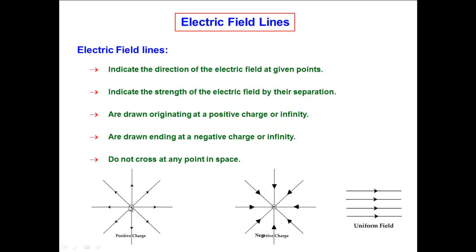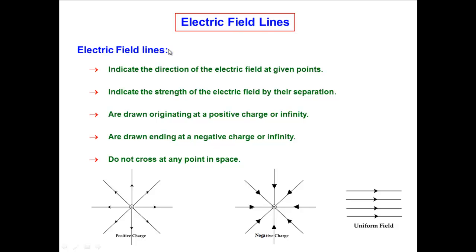If we put these two charges together, then the field lines would begin on the positive charge and end on the negative charge. And you may have seen these kinds of electric dipole field lines before. So that covers both of these two points. Field lines originate at a positive charge or infinity, and they end at a negative charge or infinity. What's really important is that field lines in a correctly drawn diagram never cross at any point in space. And you should think about why they don't cross.